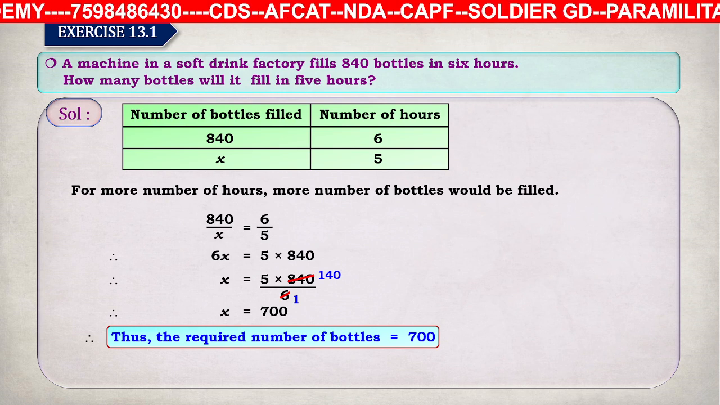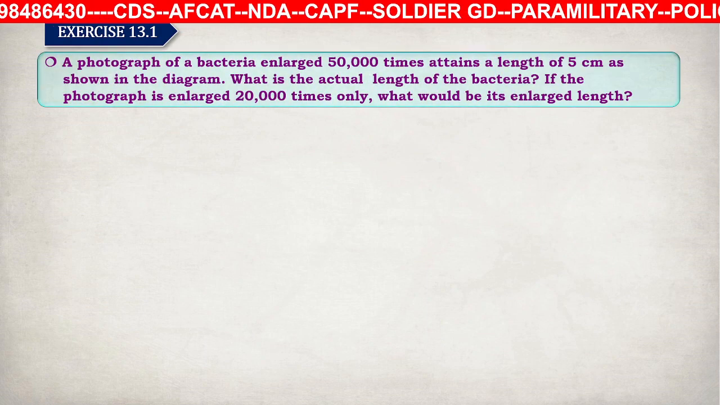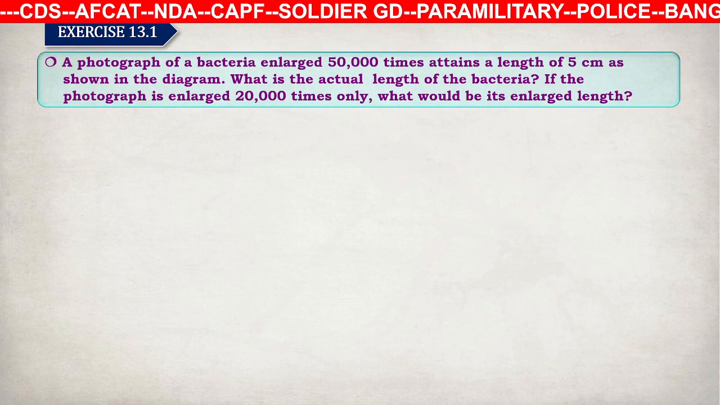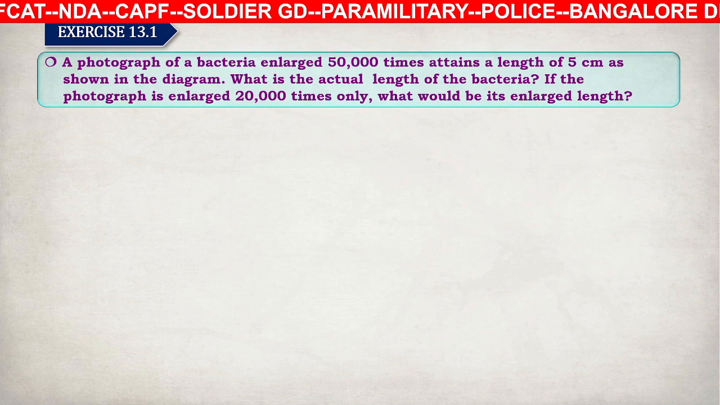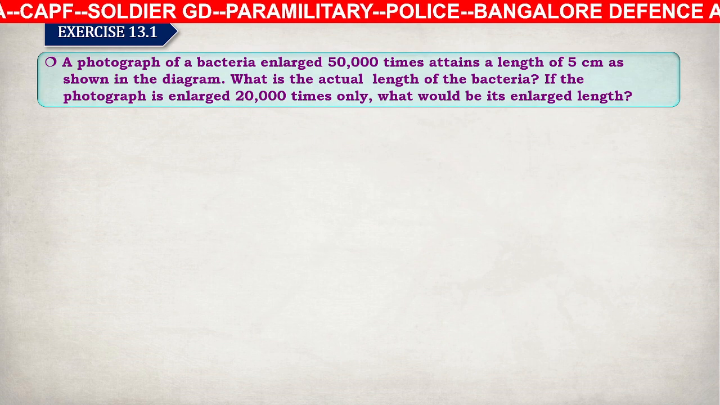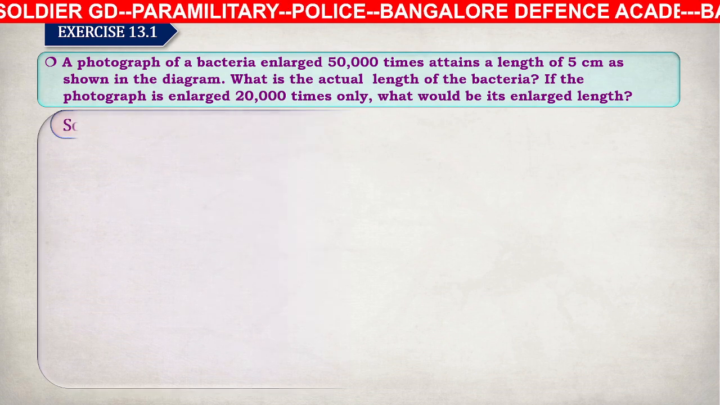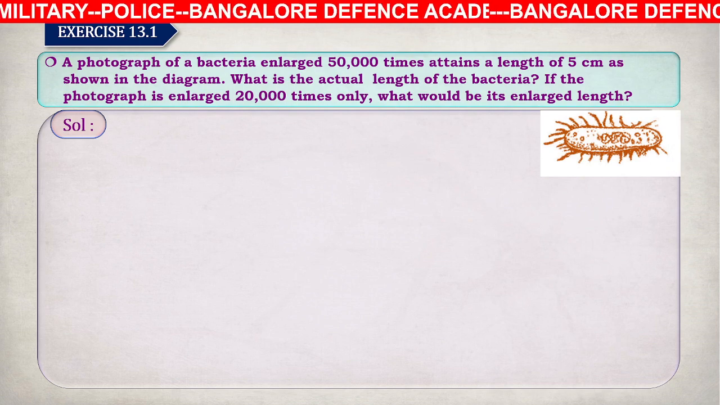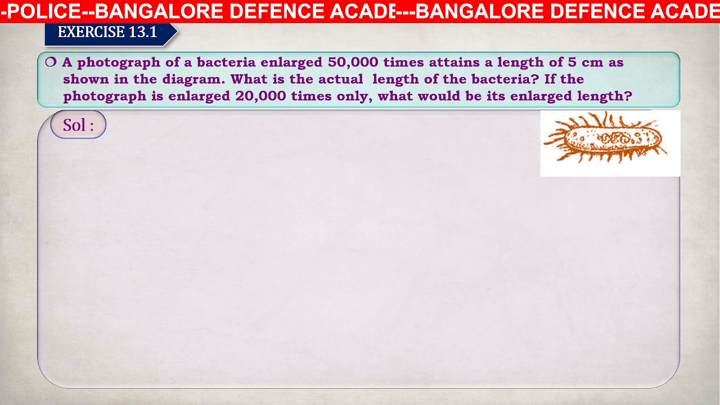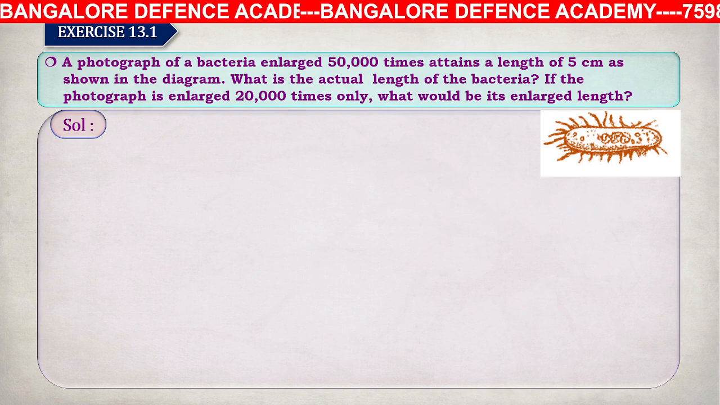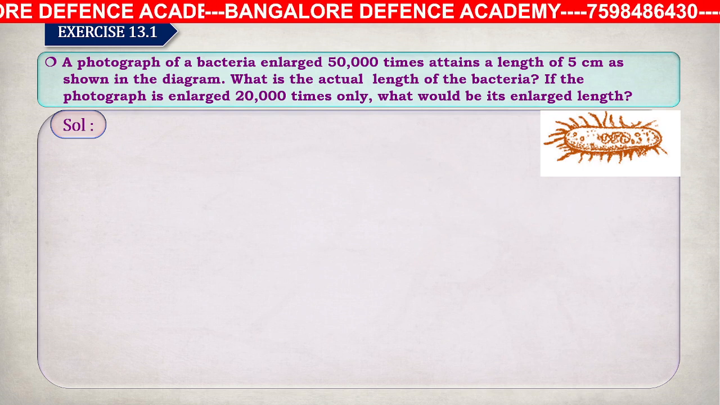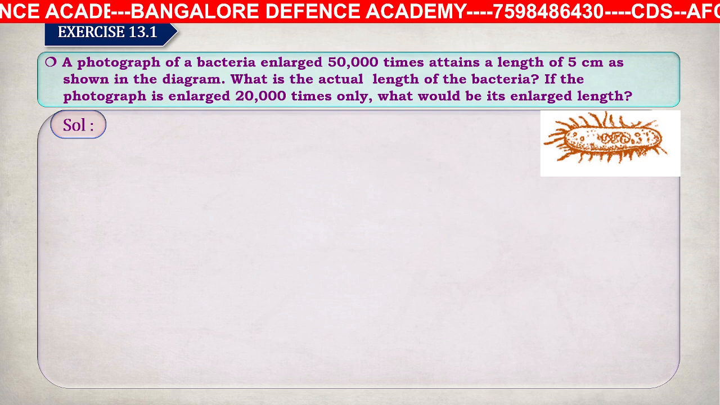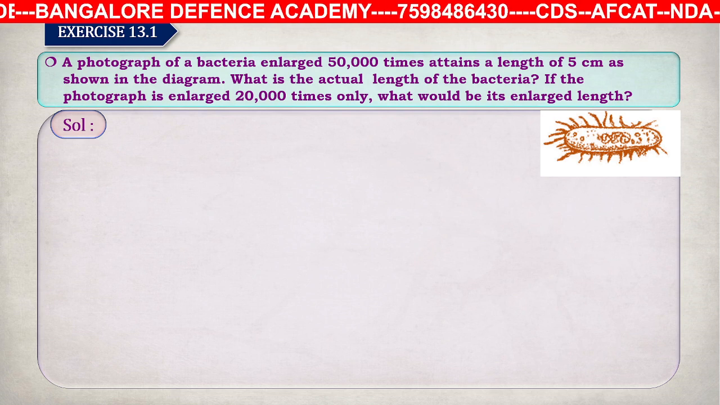I hope you understood. Next, a photograph of a bacteria enlarged 50,000 times attains a length of 5 centimeter as shown in the diagram. So here there is a diagram. You can see here. This is a photograph of a bacteria. It is enlarged 50,000 times. What is the actual length of bacteria? If the photograph is enlarged 20,000 times only, what would be its enlarged length?